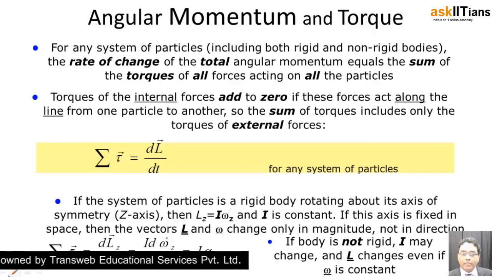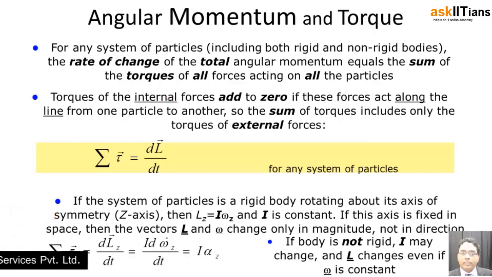So the torques of the internal forces add up to 0 because all the internal forces are just going to cancel out, and therefore the resultant torque as a result of it is going to be equal to 0. If these forces act along the line from one particle to another, the sum includes basically the change in the angular momentum of the particle with time. So the change in angular momentum, if I have to define it for any axis, let's say the z-axis, is going to be defined as dLz by dt.